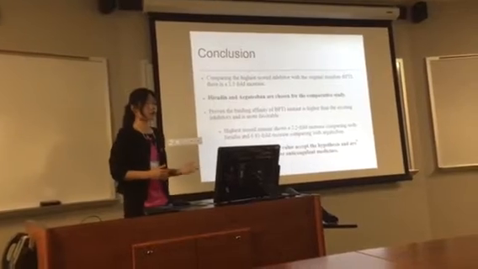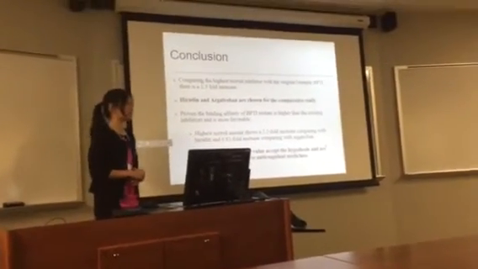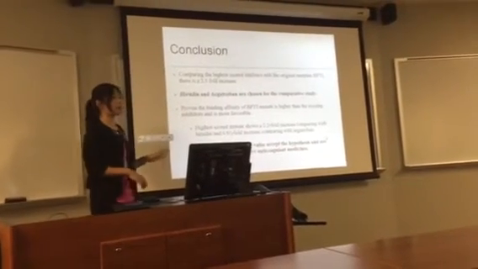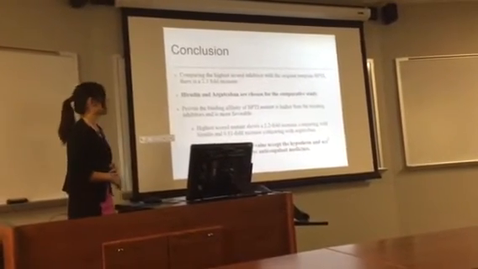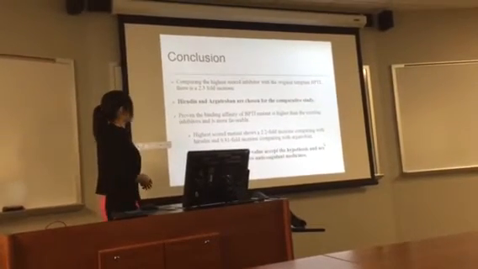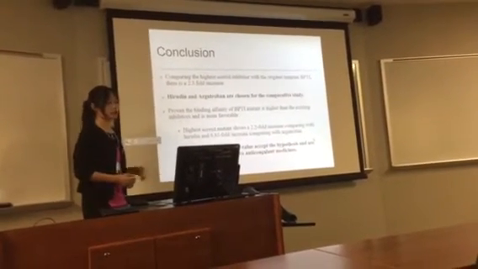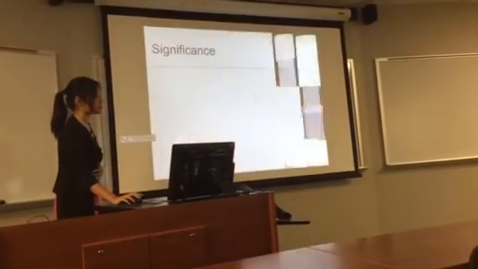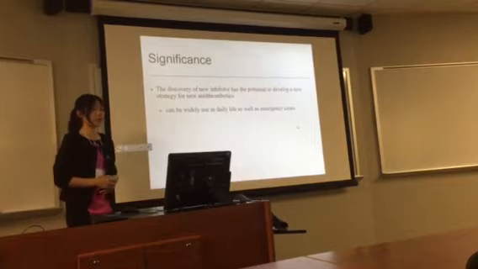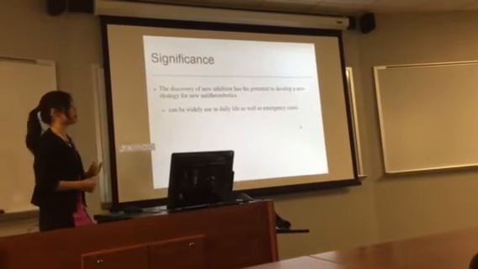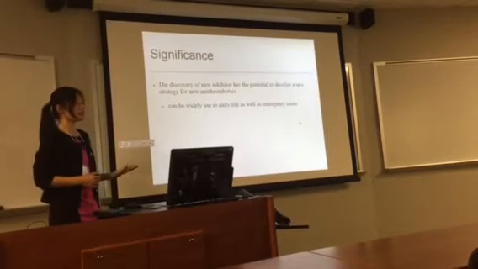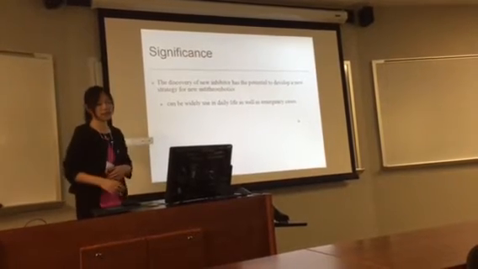So hirudin and argatroban were chosen for my comparative study because, first of all, they are direct thrombin inhibitors. Second of all, they are really commonly used in the clinical trial. For example, argatroban is applied through injection, and hirudin is used through injection. So the discovery of this new engineered inhibitor has the potential to develop a new strategy for antithrombotics, which can be widely used daily in life as well as in emergency cases.